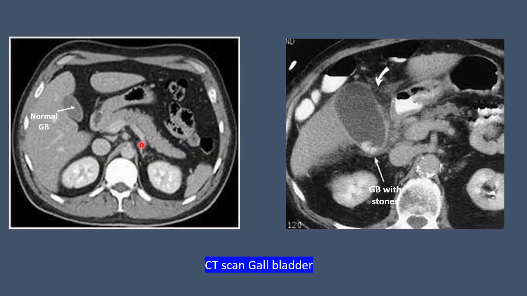CT scans at times may be necessary in cases like this, where it shows the gallbladder here, which looks quite normal. Whereas here, the gallbladder is dilated, thickened, with stones in the neck of the gallbladder.